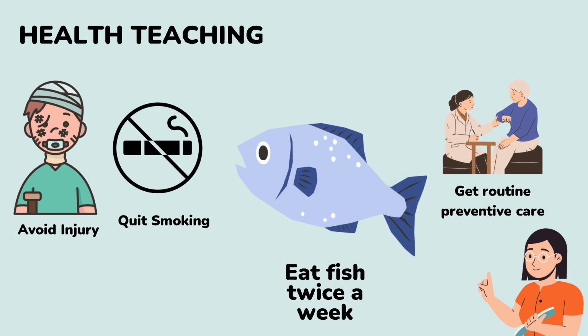Eating fish twice a week helps to treat arthritis because oily fish contain long-chain omega-3 polyunsaturated fatty acids, and research has shown these acids can reduce inflammation and disease activity in people with rheumatoid arthritis.